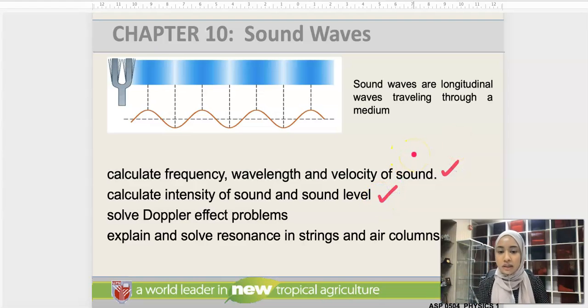You have to know how to calculate the frequency, wavelength, and velocity of sound, calculate the intensity of sound and sound level, solve the Doppler effect problems.